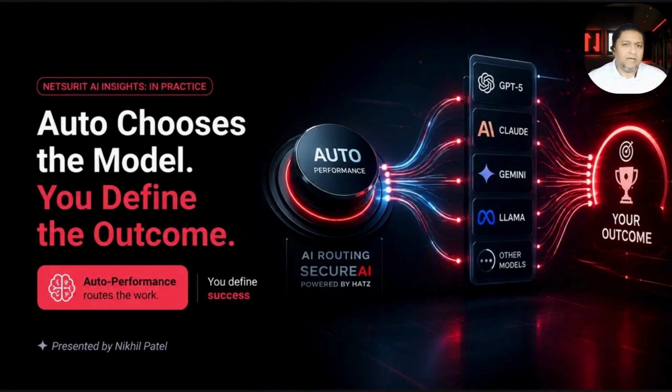I am Nikhil Patel, and today we're going to look at different AI models and their strengths. Secure AI powered by HATS gives us access to many of those models, but we do not always have to choose one ourselves. With the ability of using auto performance, Secure AI can route the work, but it cannot define the business outcome. That part still belongs to us.